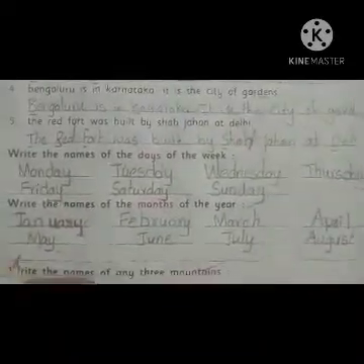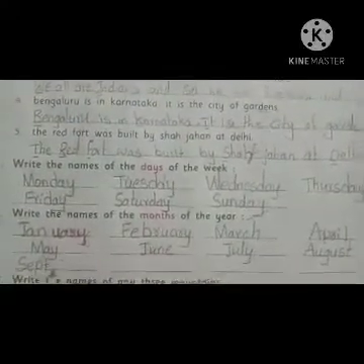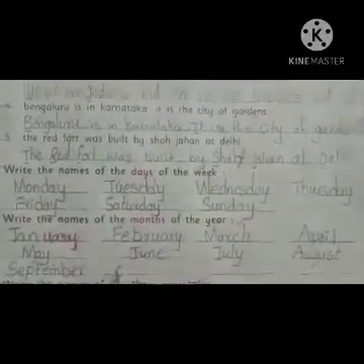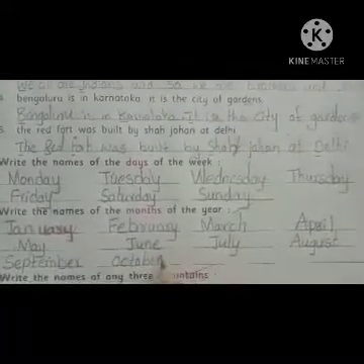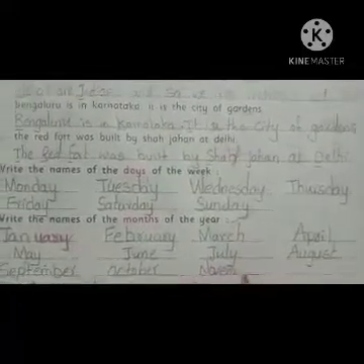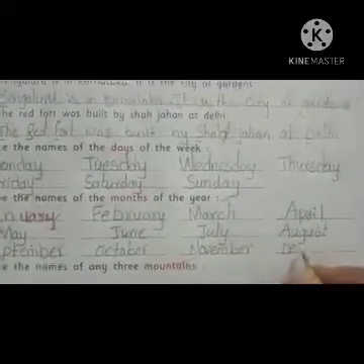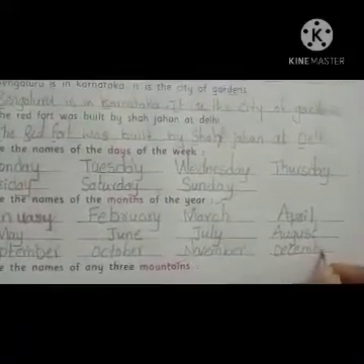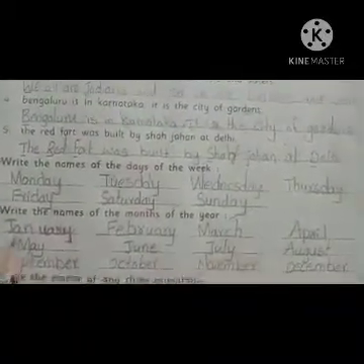A-U-G-U-S-T. August. Next, September, S-E-P-T-E-M-B-E-R. September. O-C-T-O-B-E-R. October. N-O-V-E-M-B-E-R, November. D-E-C-E-M-B-E-R, December. See here, the first letter is a capital letter.